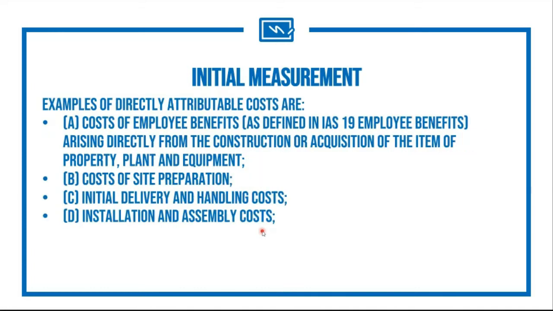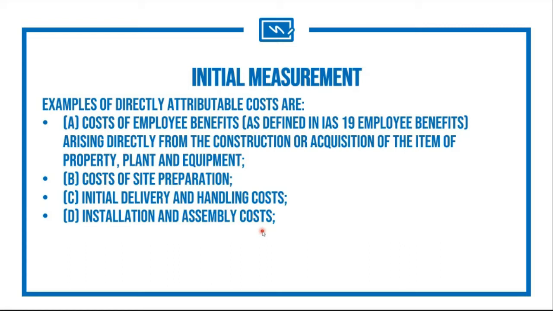However, of course, when we talk about directly attributable cost, we cannot say that everything is a directly attributable cost. So we need to determine specifically what are examples of directly attributable cost. So according to the standard, these are some examples. The list is not exhaustive. So this means that you can still add other items for as long as you can justify that these are costs that are directly related to bringing the asset to its intended location and condition.